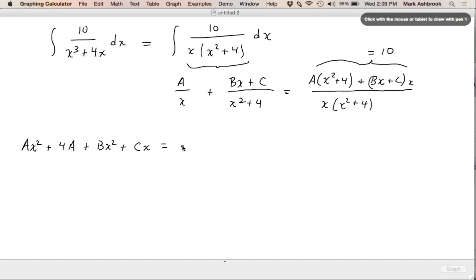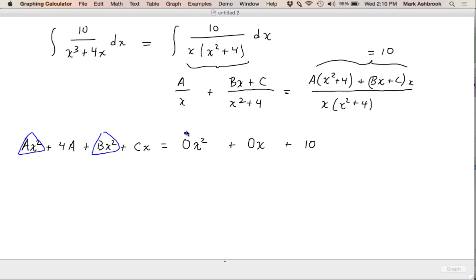Okay, and so instead of 10, we write it as x squared, x, and 10. How many x squareds do we have? 0. How many x's? 0, and then 10. So this is the idea. We're going to multiply that whole numerator out and then find the terms that are x squared. So which ones are x squared? That one's x squared. That one's x squared. And so we're going to match that up with the 0x squared.